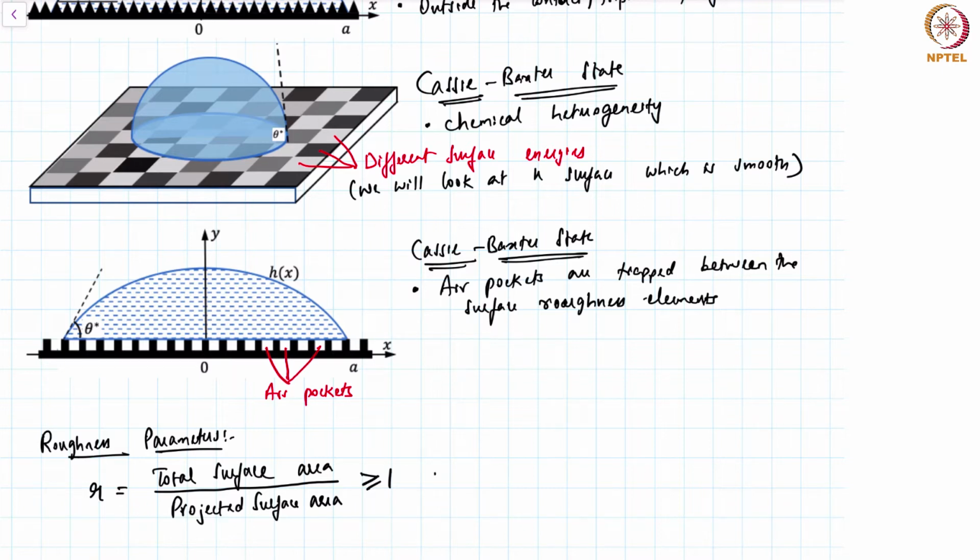We have another parameter which we'll call phi_s, and this phi_s is primarily valid in the last case, the Cassie-Baxter state with air pockets. This is the ratio of the area of the islands to the projected area.